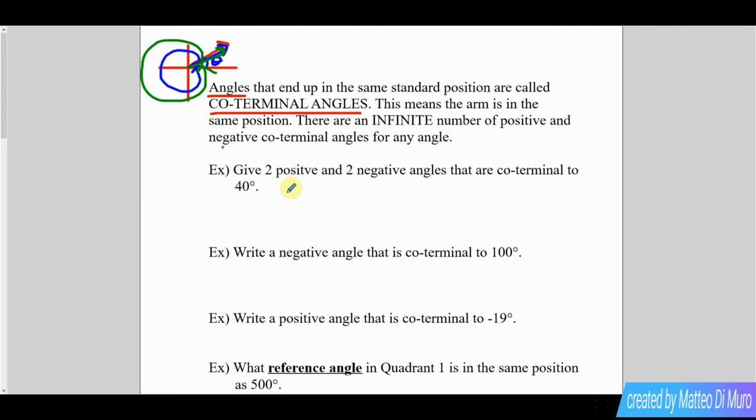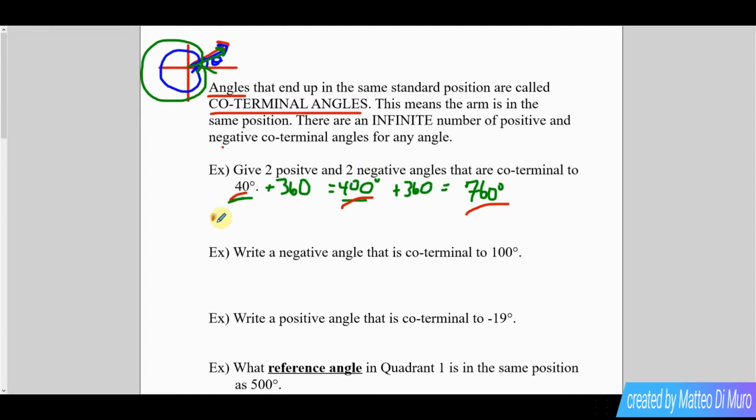To find a coterminal angle, all we have to do is add 360 degrees. If I've got an angle of 40 degrees and I add 360 degrees, then the angle 400 degrees is coterminal with 40. I can keep doing that, so I can add 360 again, and I'll have another coterminal angle, which is 760 degrees. So 40 degrees, 400 degrees, and 760 degrees are all coterminal. If we walk around on the unit circle, we'll end up in the same spot every time, but we'll have traveled a different distance.